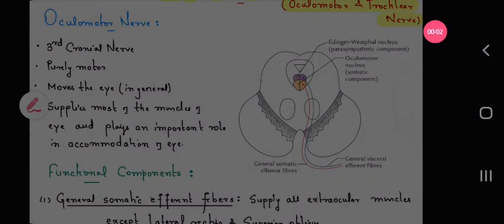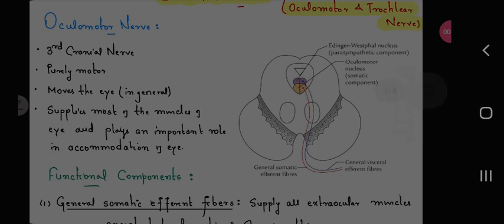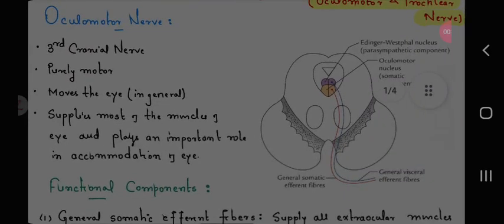Hey friends, today we are going to revise the oculomotor and trochlear nerve, that is the 3rd and 4th nerve. Oculomotor nerve, third cranial nerve, purely motor, moves the eye in general, supplies most of the muscles of the eye and plays an important role in accommodation of the eye.